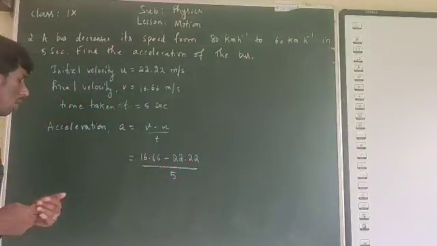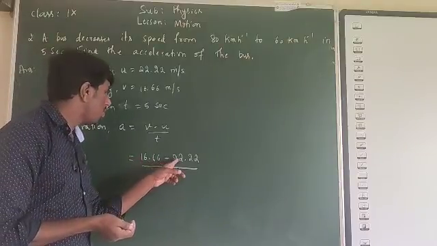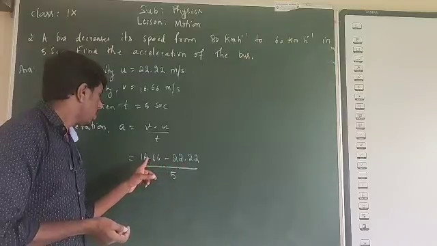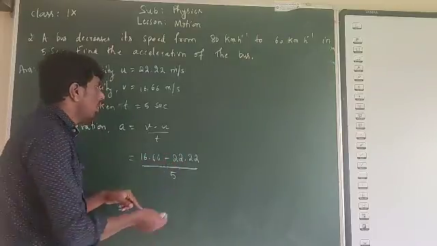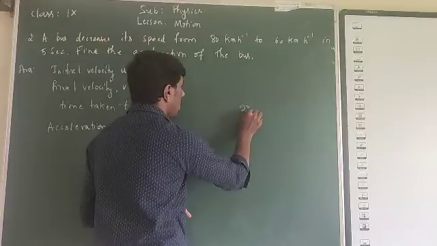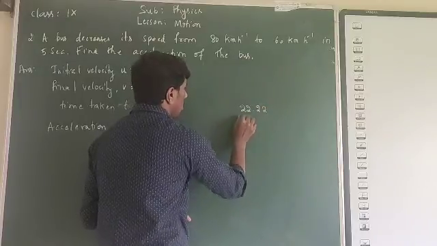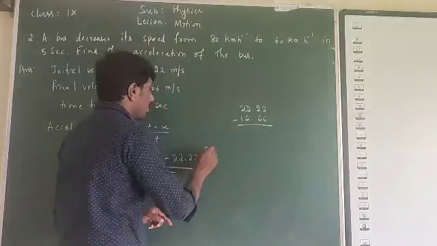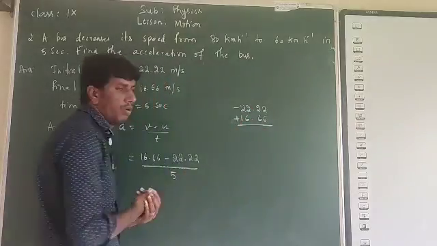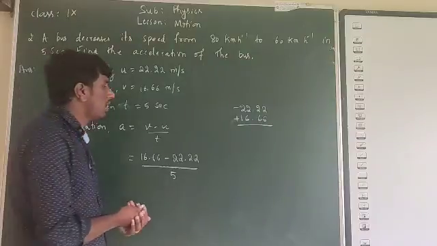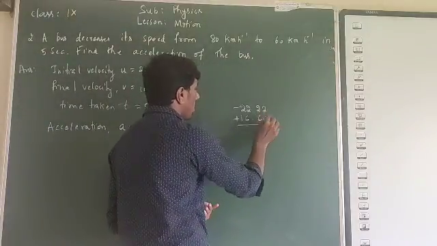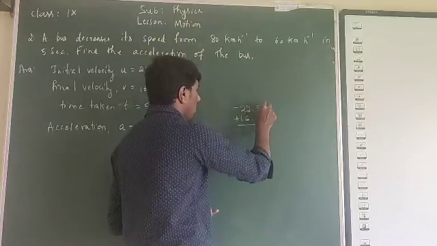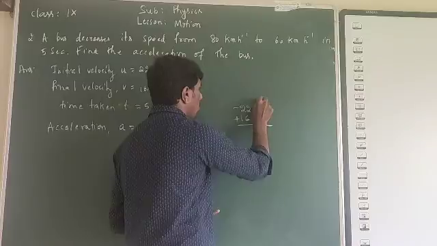Correct? Now 16.66 minus 22.22, we need to subtract. This is the smaller value and this is the higher value. Subtract the smaller value from the higher value: 22.22 minus 16.66. Now subtract it. We can't subtract 6 from 2, so we need to borrow from here, so it will become 12 and this will become 1.